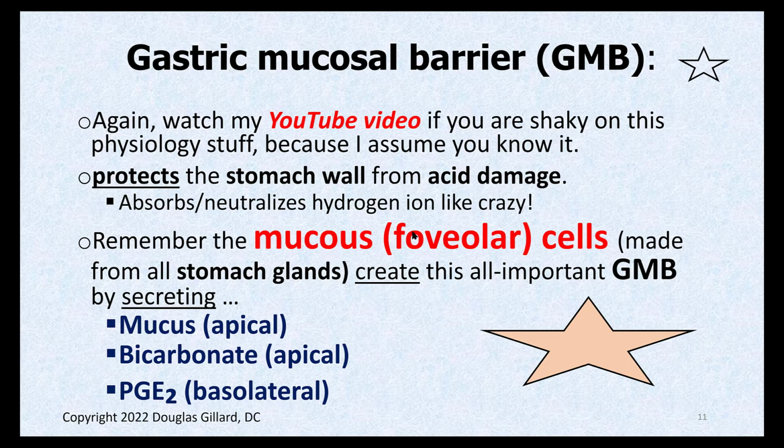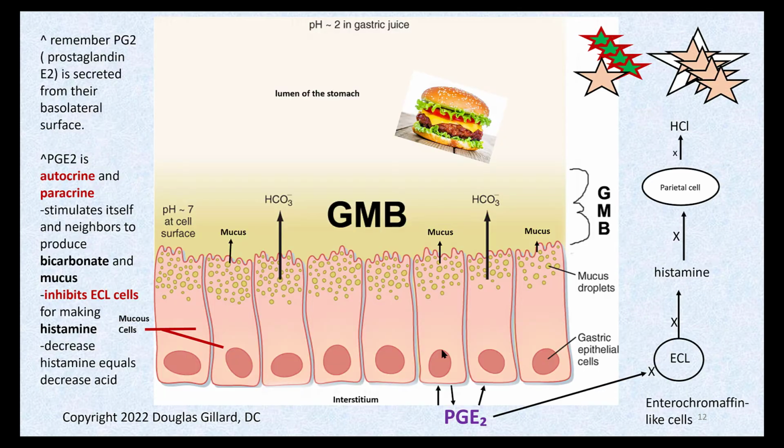And they secrete, you should know what foveolar cells or mucose cells secrete. Well, they secrete mucin. It should be mucin here, not mucus. Mucin plus water equals mucus. So mucin, bicarbonate, which neutralizes acid, and then something called PGE2, which doesn't go into the lumen of the stomach. This goes into the interstitium. It comes out the basolateral surface of foveolar cells.